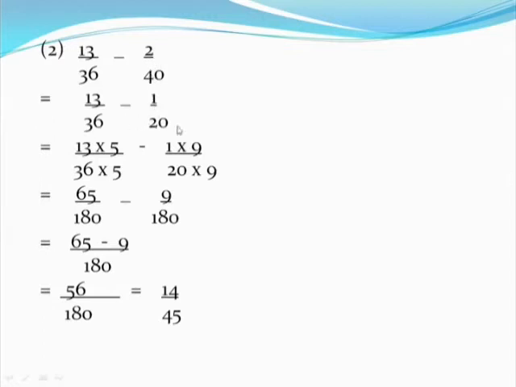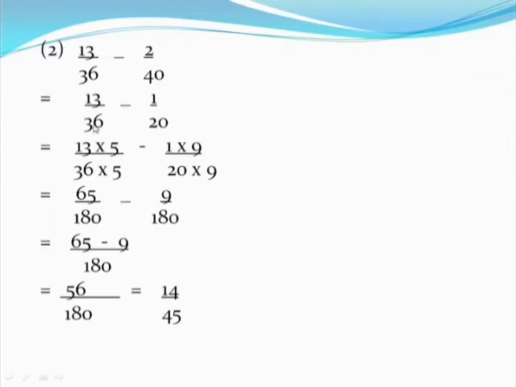Now look at the denominators here, 36 and 20. Again, these two numbers 36 and 20 have common factors. That is, these two numbers are not co-primes. In such case, we will find LCM of the denominators. LCM of 36 and 20 is 180. Children, you have to find the LCM in rough.